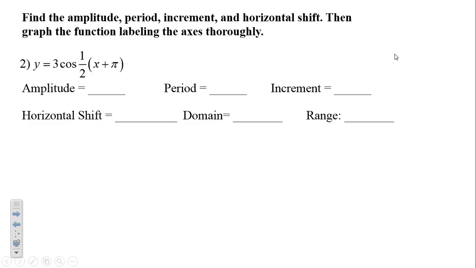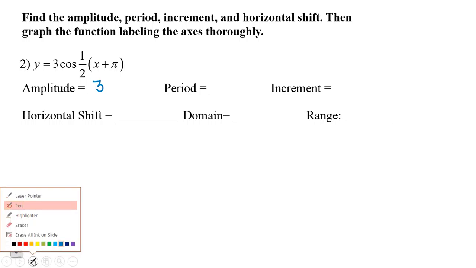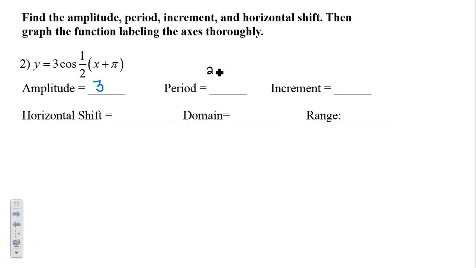All right, so we got amplitude changing, and we got period changing. We've got some horizontal shifting happening. Start with amplitude. The amplitude is the absolute value of 3, which is 3. The period is 2 pi divided by b. So 2 pi divided by 1/2 is the same as 2 pi times 2 over 1, which is 4 pi. So our period is 4 pi. Our increment is 1/4 times 4 pi. So our increments are 1 pi.